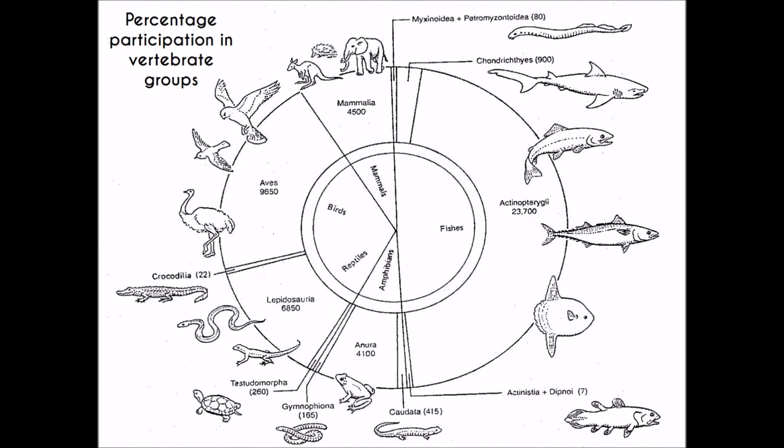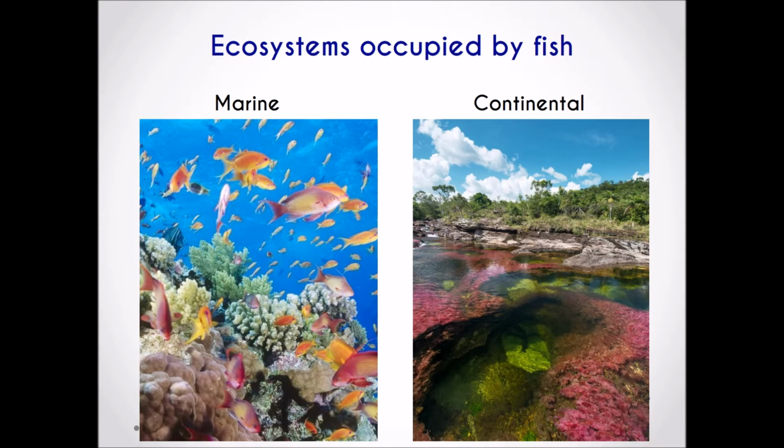Let's take a look at the percentage of participation in vertebrate groups. Here we can see the fish represent about 50% of all of the vertebrate groups, giving it a high importance. There's also the ecosystems occupied by the fish. There are marine ecosystems and continental ecosystems. Here, in the Ichthyology Research Laboratory of the Pontificia Universidad Javeriana, we are mainly focused on continental ecosystems.